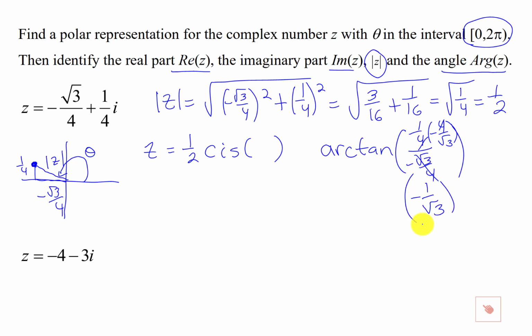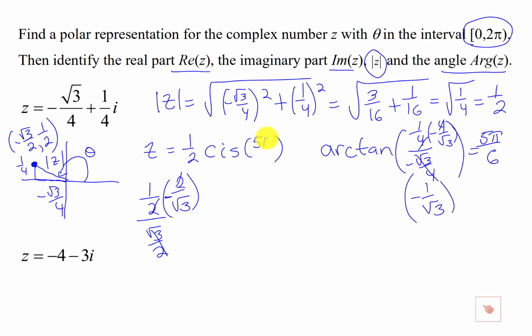Oh, well, I recognize that one as a unit circle value, and that unit circle value would be the one where we have 1/2 and then square root 3 over 2, so that when we simplify and flip that over, we get 2 over square root 3, and we would get that 1/3. But one of those needs to be negative, and that's going to be on this one. So I can see that the point on the unit circle would be negative square root 3 over 2 and 1/2, and that is at 5 pi/6. So that goes right here, 5 pi/6, and this is the polar representation.